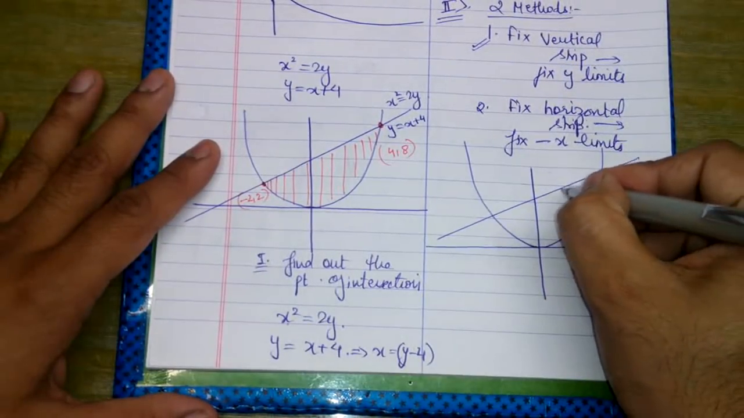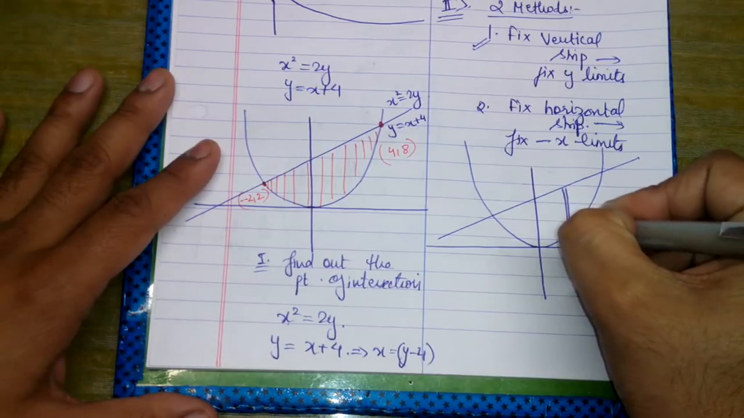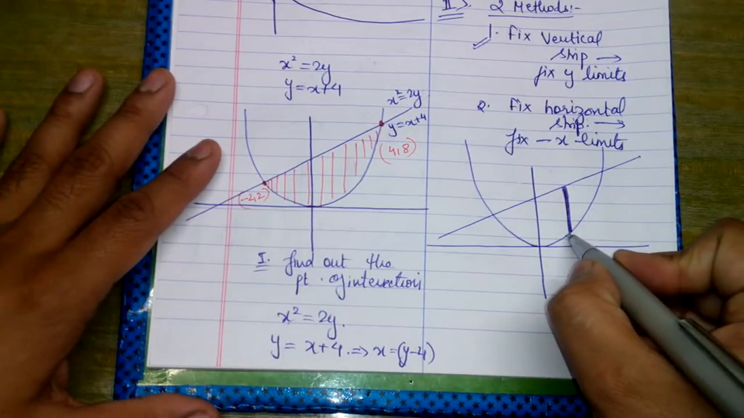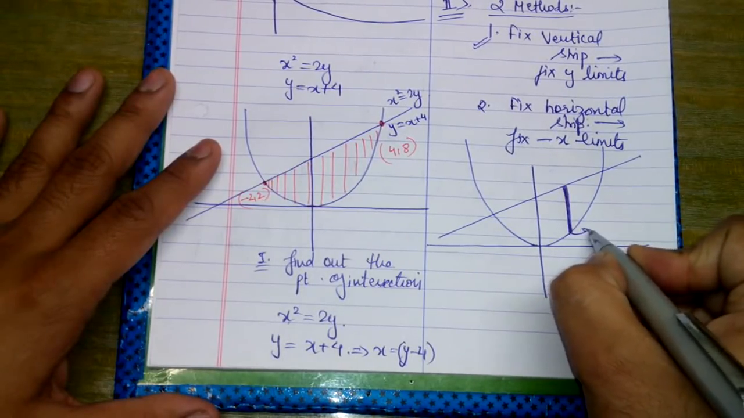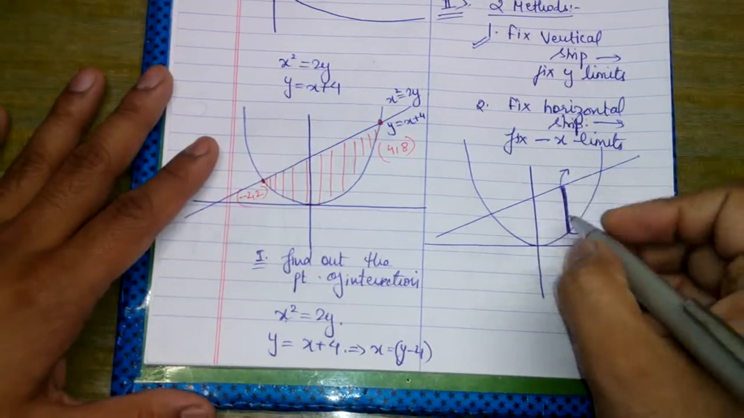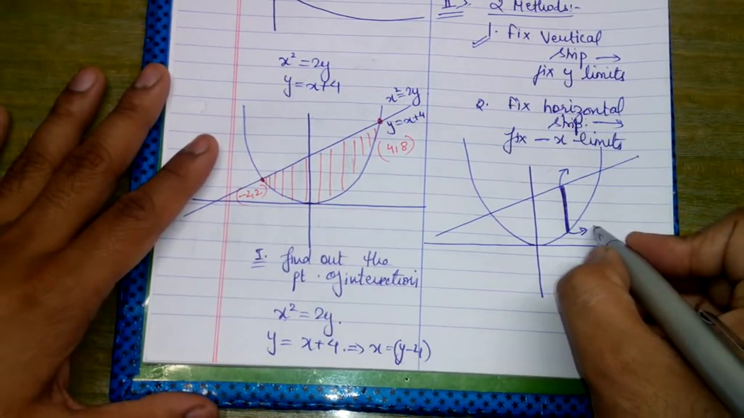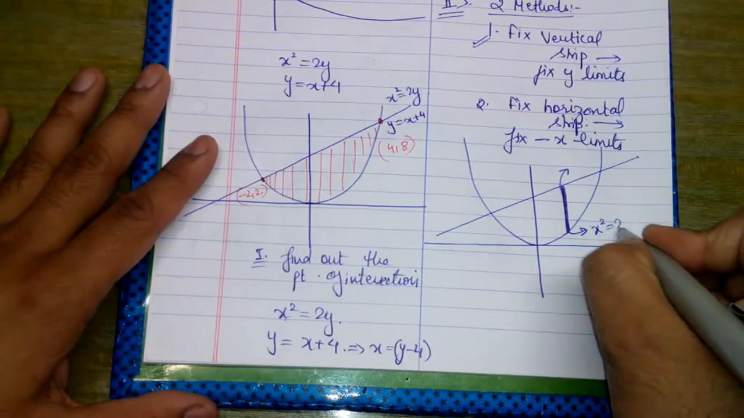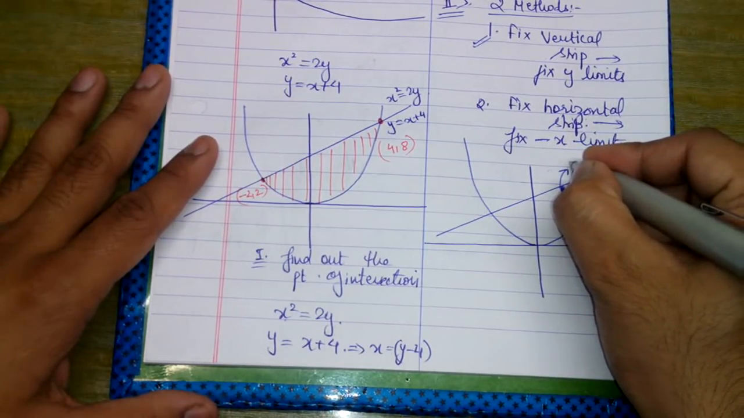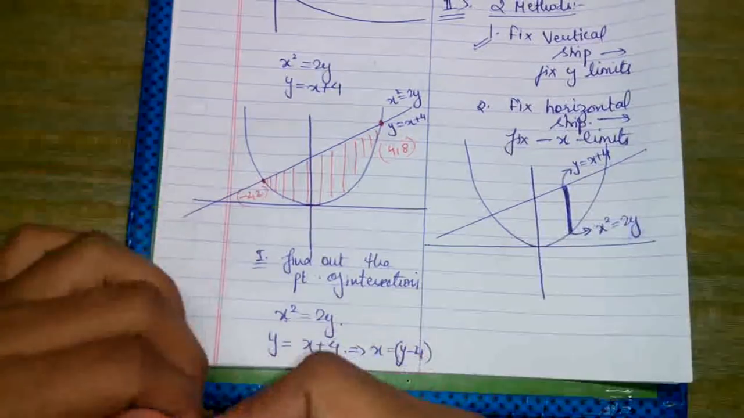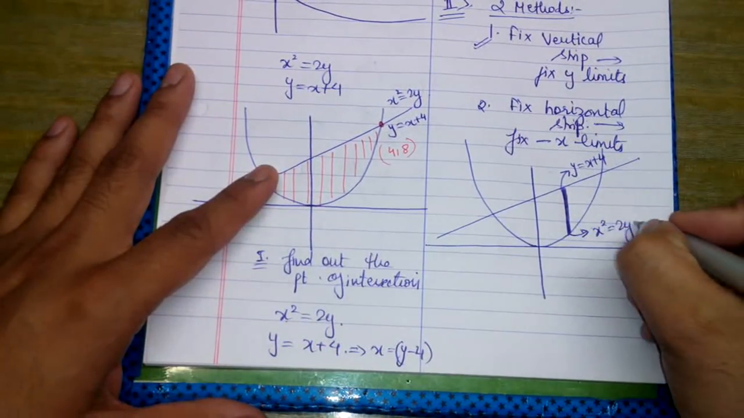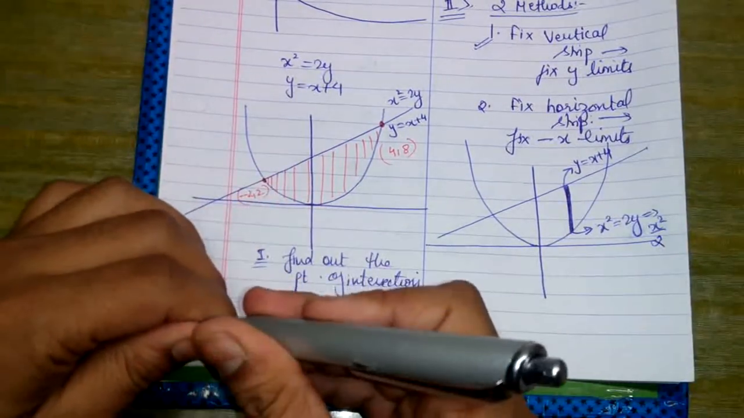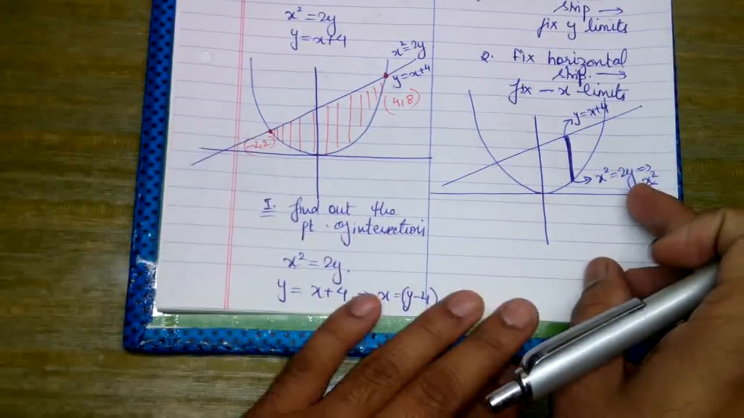So let us draw a strip like this. Now for this strip, we can see that the lower limit is this point and the upper limit is going to be this point. That means the strip lies between the parabola x square is equal to 2y and the line y is equal to x plus 4. So the y coordinates for this strip are varying from x square upon 2 to x plus 4. So in order to find the area, we use the double integral.